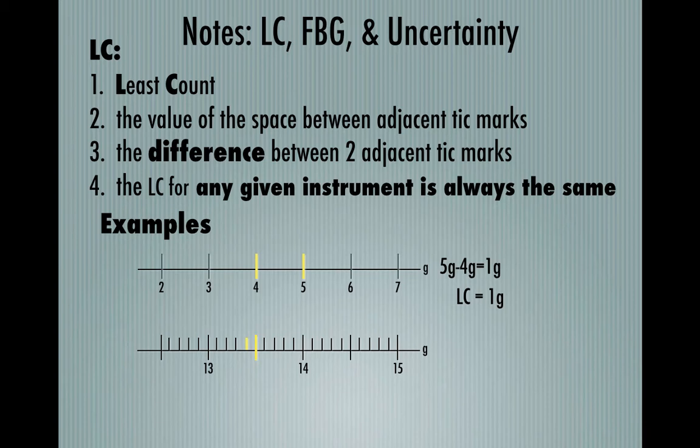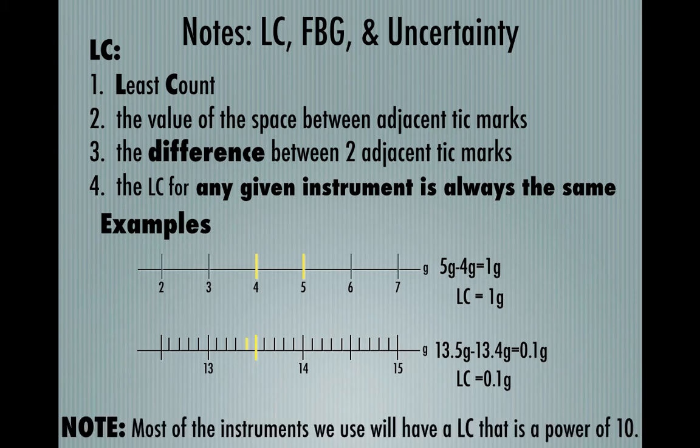So looking at the example, I have put yellow on the 13.4 and the 13.5. So those are two adjacent tick marks. Take 13.5, subtract 13.4, and you get 0.1. So the least count of this scale is 0.1 grams. Notice they have units on the ends of them. And so that's pretty straightforward. Now, if you can remember this, the other two things fall into place, but you gotta understand this first, and we'll practice.